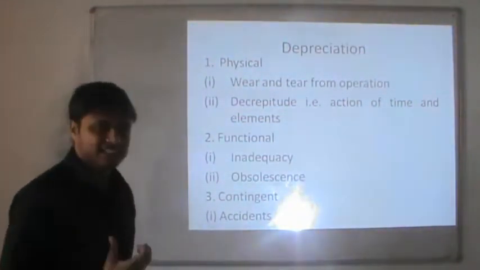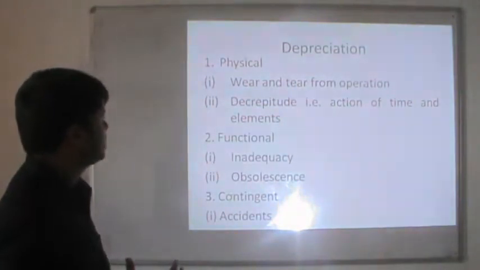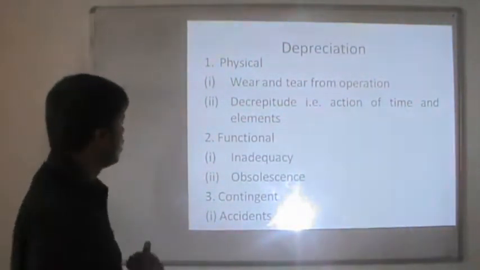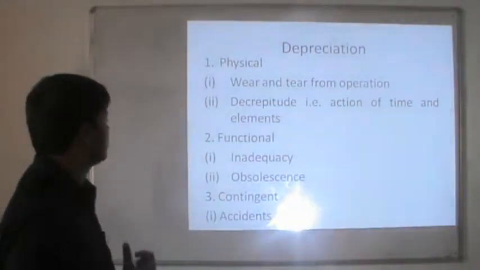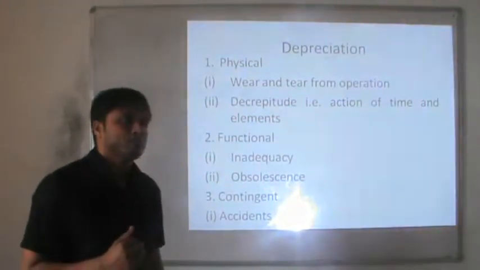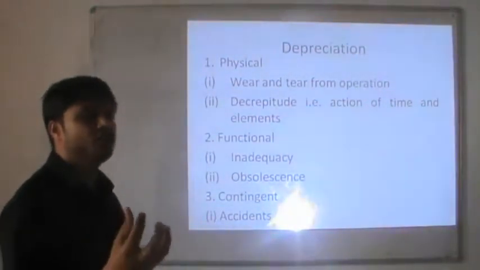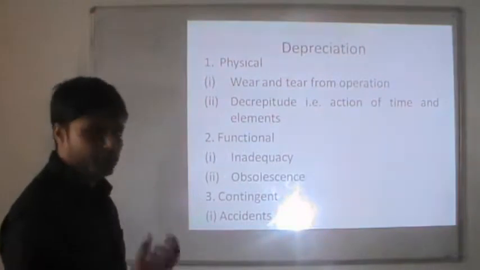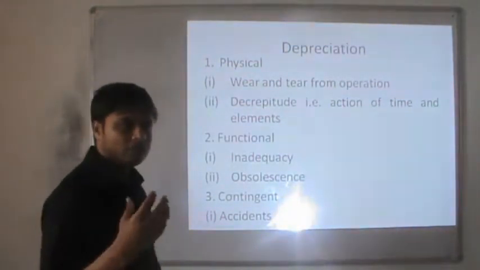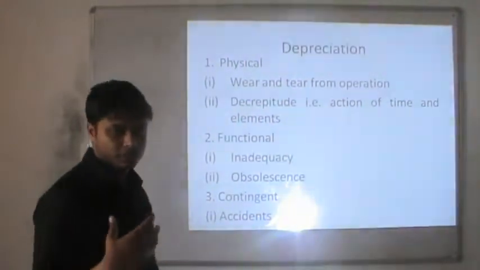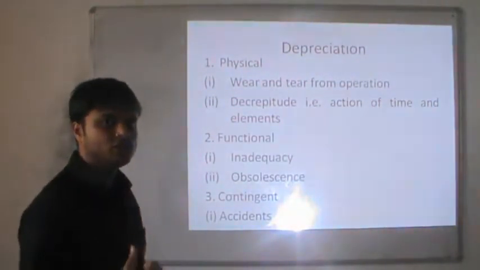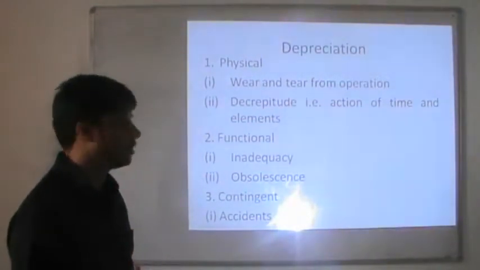Now what is depreciation? We have divided depreciation into three basic fundamental parts. One is physical depreciation. Under physical depreciation, number one is wear and tear from operation. If you have purchased a facility, when you use that facility there will be wear and tear of that facility during the course of time you use it, and that will account into wear and tear from operation. Because of wear and tear of that property from the operations for the functions you use it for, the life gets reduced, and with the life reduced there will be some depreciation of the cost also.